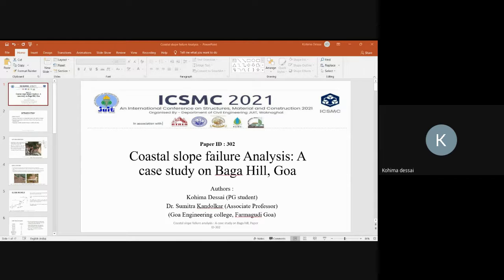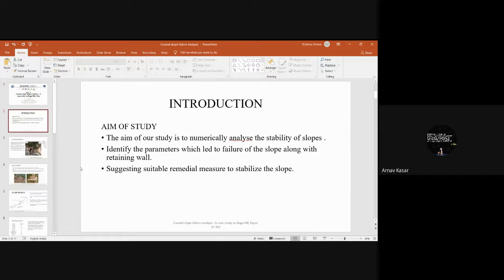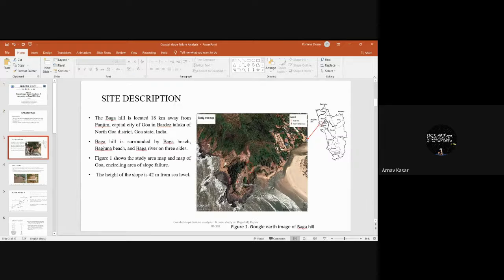This hill is surrounded by Baga Beach. Ma'am, your PPT slides are not changing. If you are changing them, please look into why that is happening. The slides are not changing from the title slide only. Okay, so you have moved ahead. Yes, they are there. Thank you. Please continue.